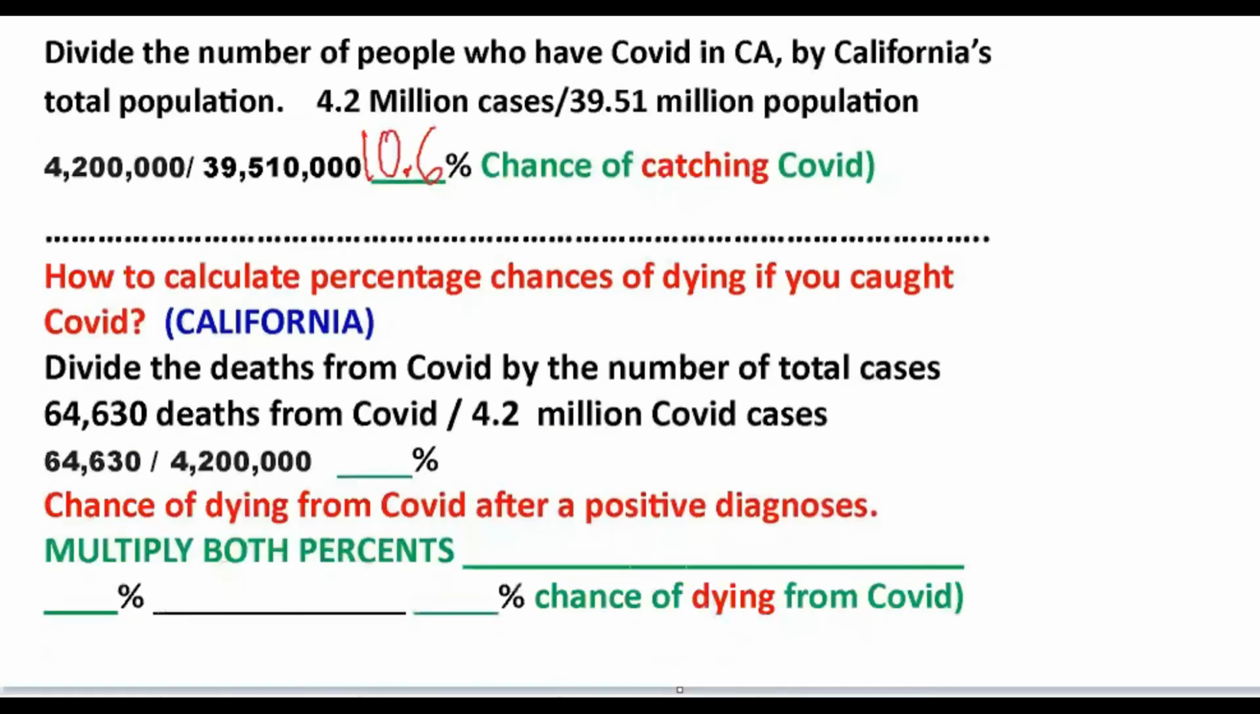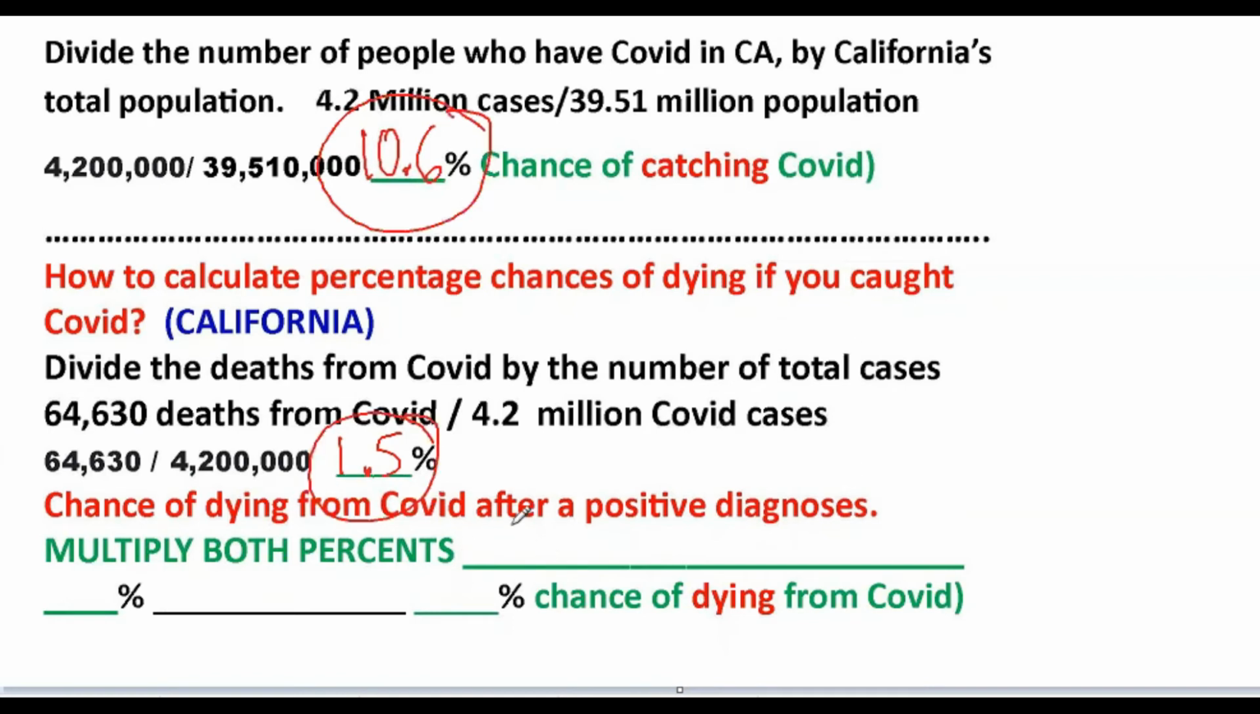What about the chances of dying from it if you got that particular diagnosis? Well, the same scenario, you need to divide the deaths from COVID by the number of total cases. And so we know we have 64,630 deaths, and there's 4.2 million COVID cases here. Okay, so if we do your division challenge appropriately, you should get 1.5%.